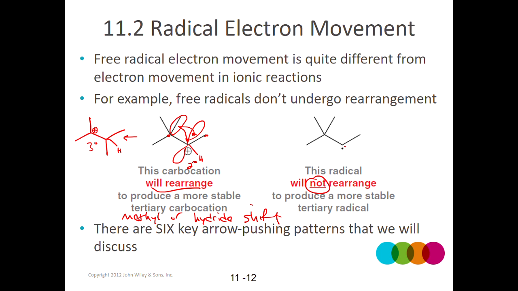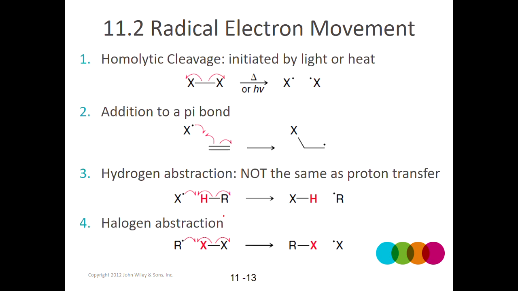If there's resonance, it could shift to another atom. If there's another radical that comes in or a molecule that comes in and reacts with it, obviously you can form a product from that, but not the type of methyl shift or hydride shift that we would typically see with carbocations. So what type of electron movement do radicals undergo?